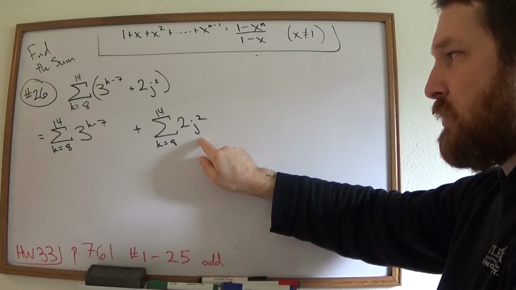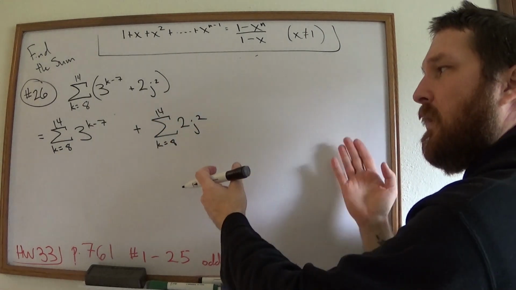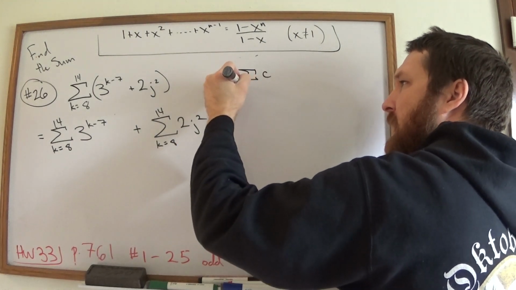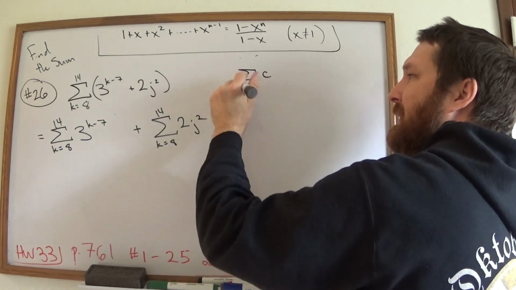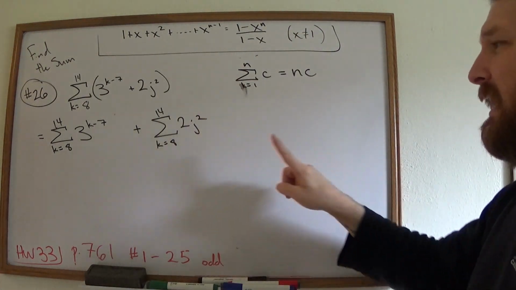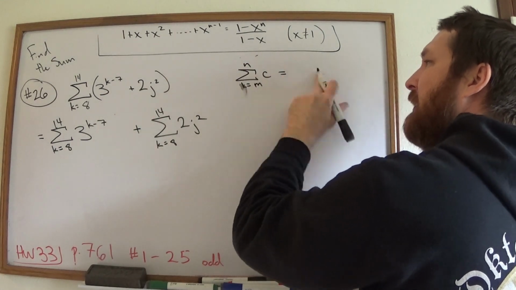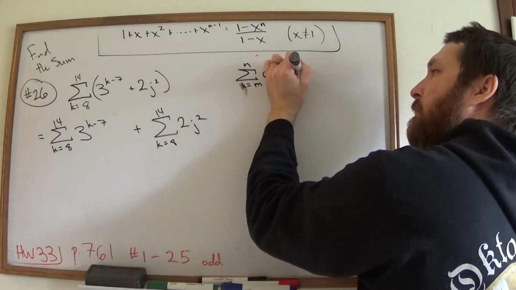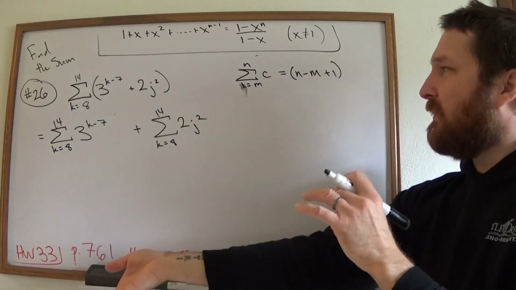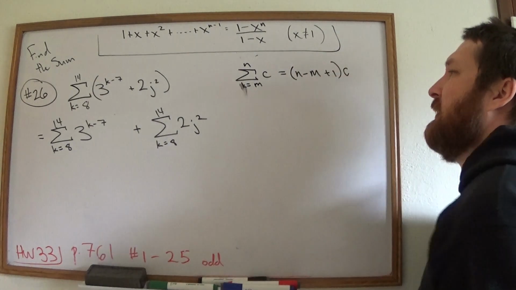When k is 8, j is j. When k is 9, j is still j, right? So that's a constant, right? Now we're in this realm, right? You have a constant as k goes from 1 to n. We know that's just n times the constant. But now we're not going from 1 to n, we're going from m to n. And so if you remember, it's the big one minus the small one, and then you add 1 because you've forgotten about the first one when you do the subtraction. If you don't remember that, check out the last thing.